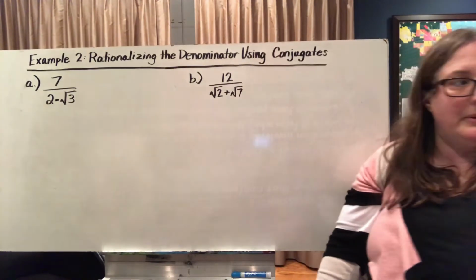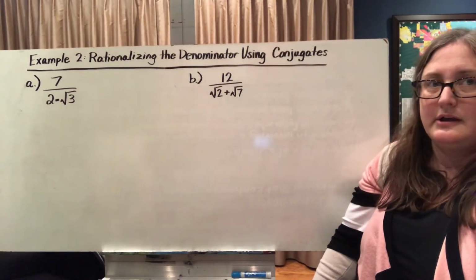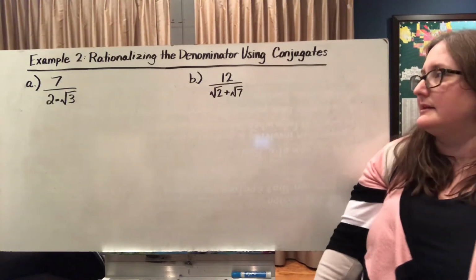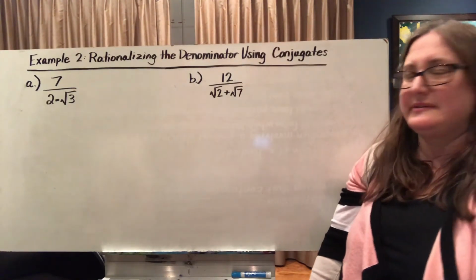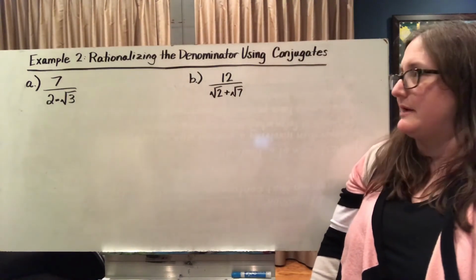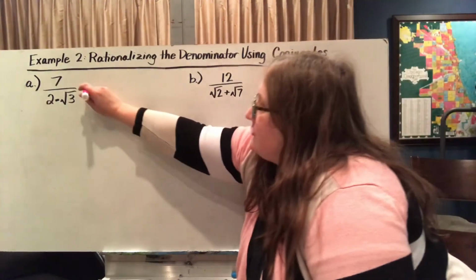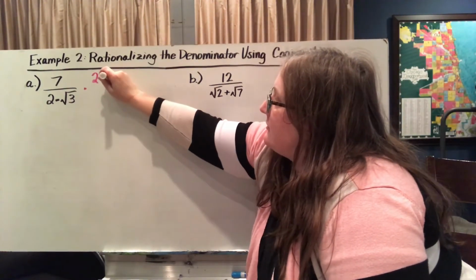Let's take a look at a couple problems where we're going to rationalize our denominator using conjugates. So a conjugate is basically kind of like an opposite of this denominator, so that I can cancel out these radicals. So 2 minus the square root of 3. The conjugate here would be 2 plus the square root of 3.